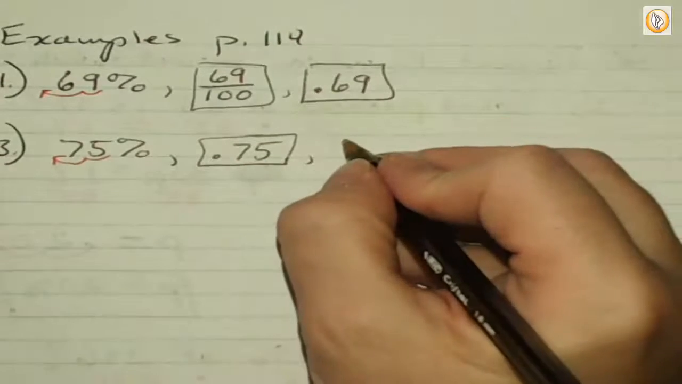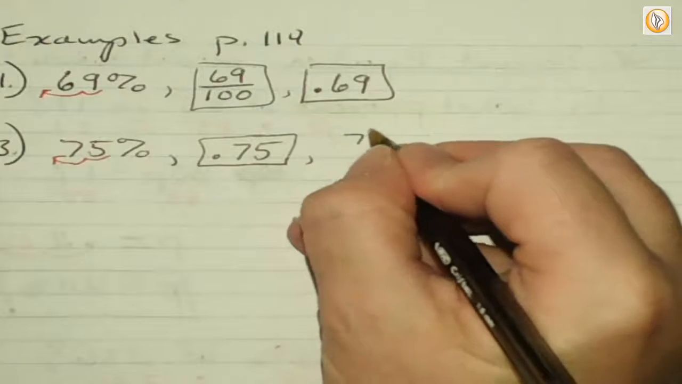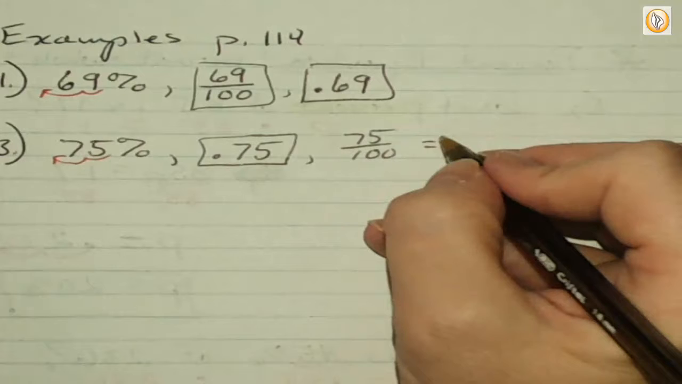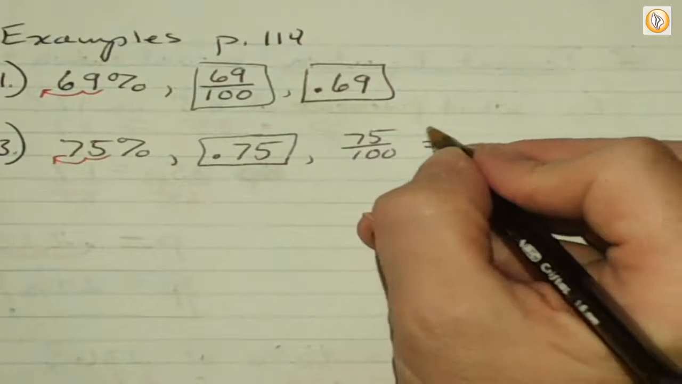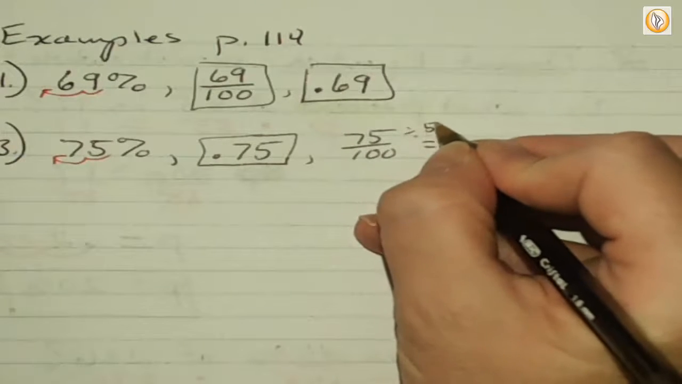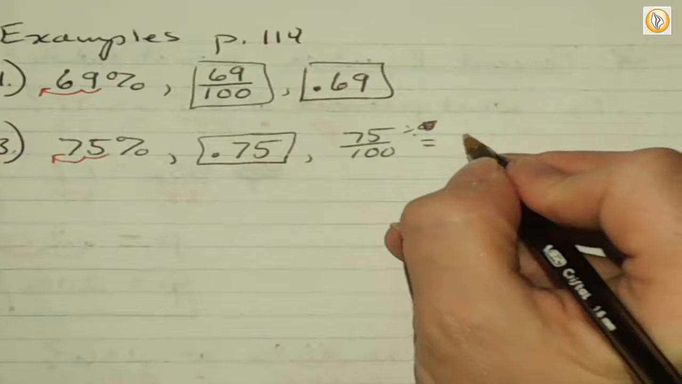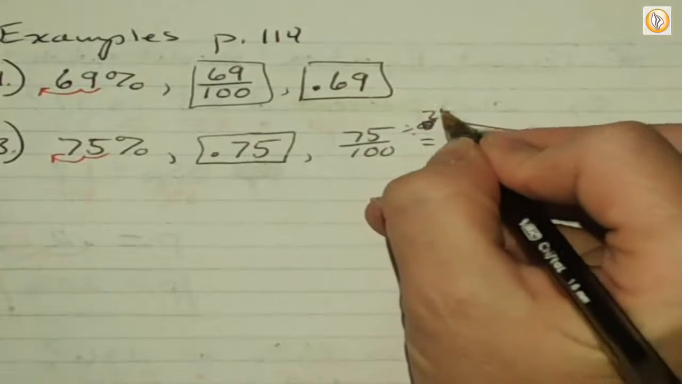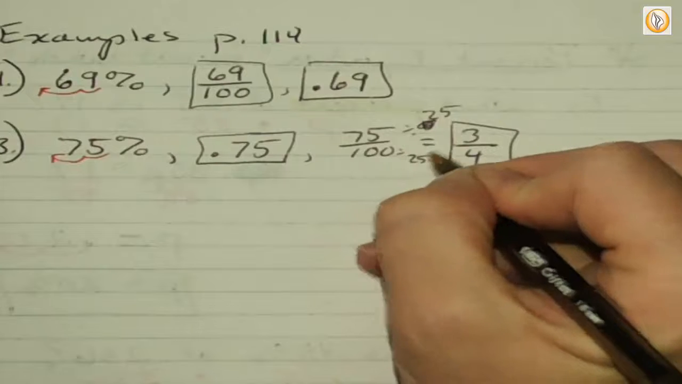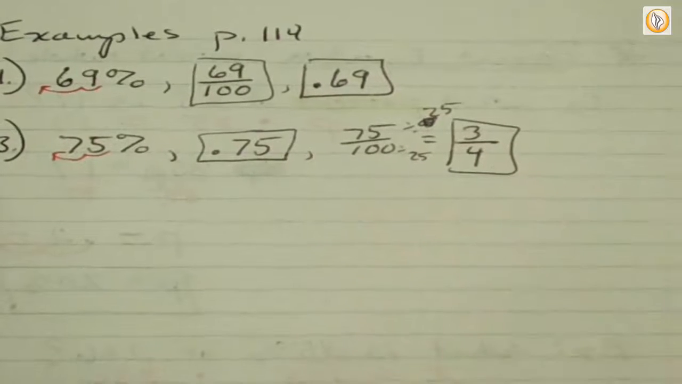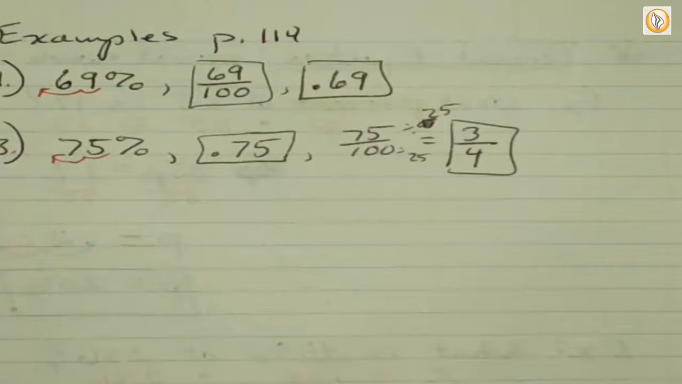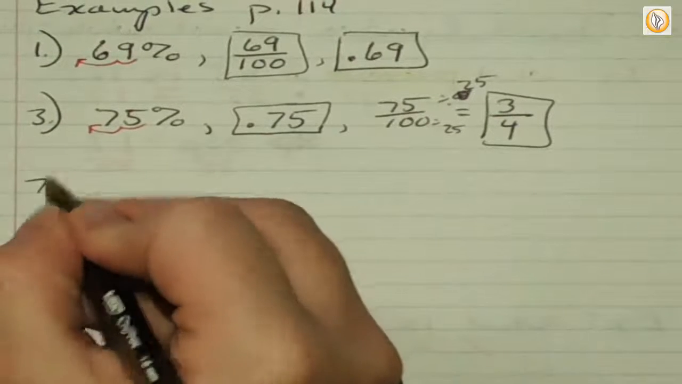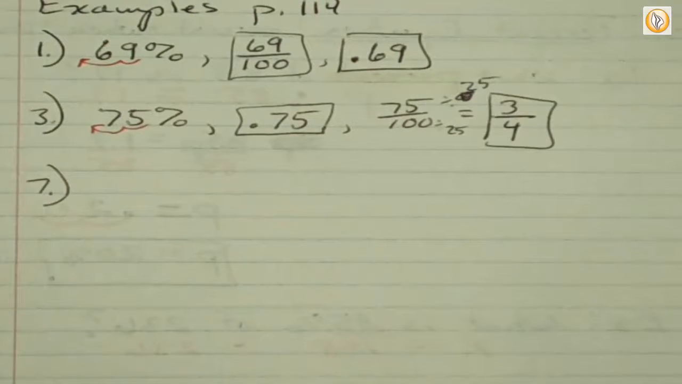Now fraction. You put it over 100. And can we reduce? Yes. 3 over 5. Ah, very good. 3 over, what? Wait, 4. 3 over 4. Okay. Because we can divide by 25. So we would get 3 over 4. Very good. Let's look at 7. Are there any questions so far?